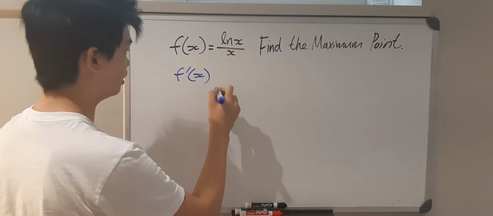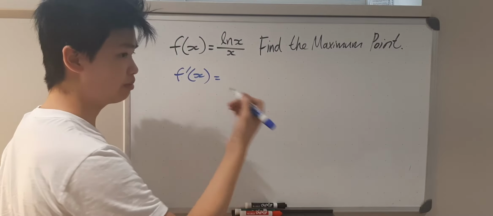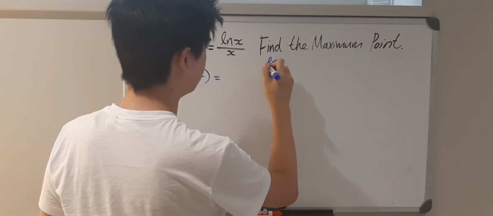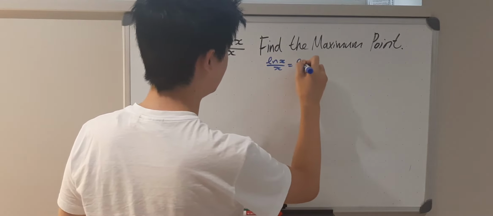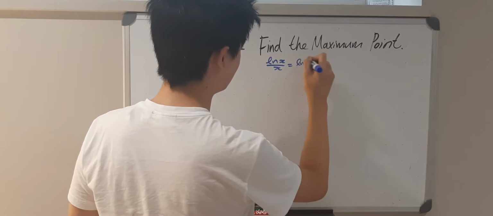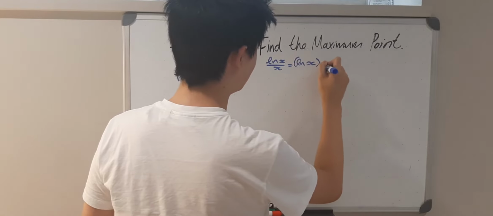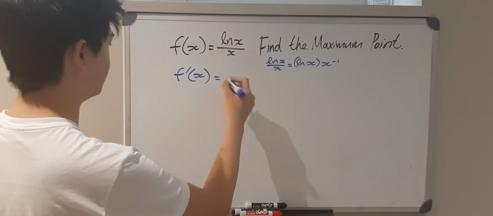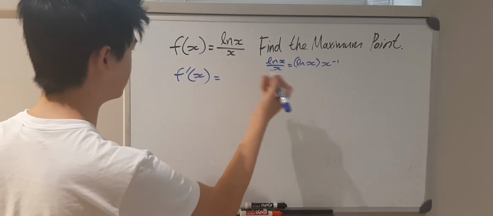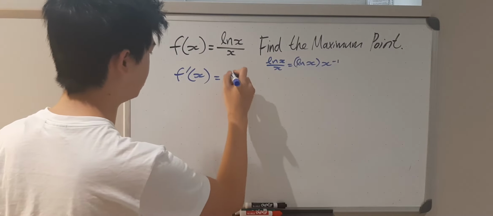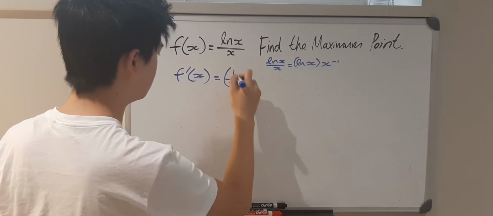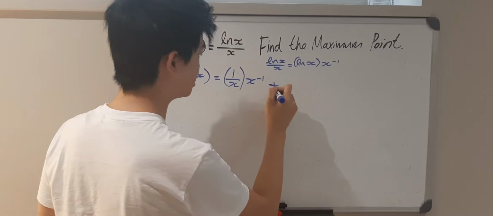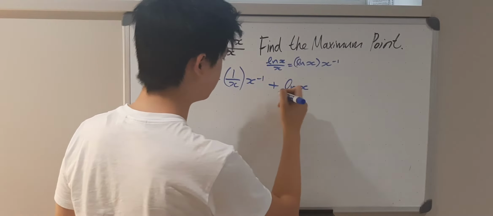Okay, so we have to apply the product rule, as ln x over x is just equal to ln x multiplied by x to the negative 1. Let's start with finding the derivative of ln x. We know that's 1 over x. Then we keep x to the negative 1 plus ln x. So we're not doing the derivative of this one.